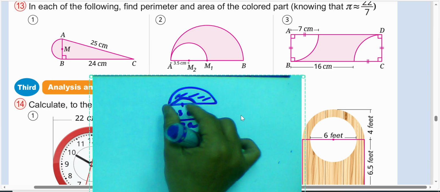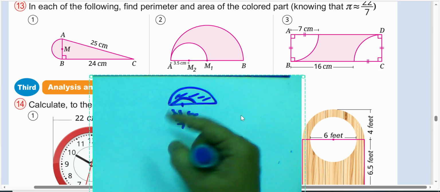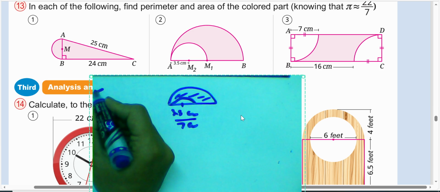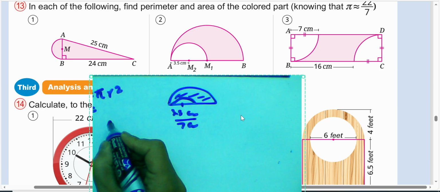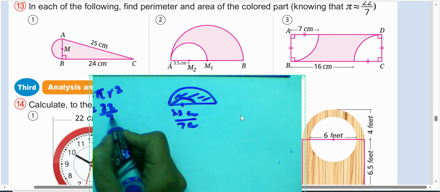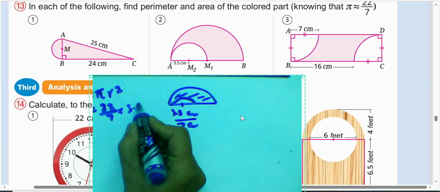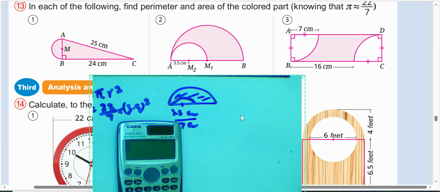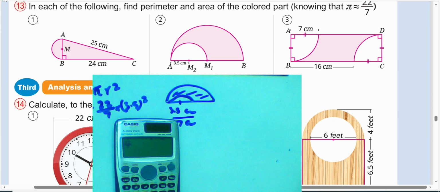Then we have radius 1 and radius 2, and then we find the difference between area 1 and area 2. Area 1 equals pi times r power 2. Pi is 22 over 7, times the radius power 2, 3.5. Complete with me: 22 over 7, times 3.5 power 2.